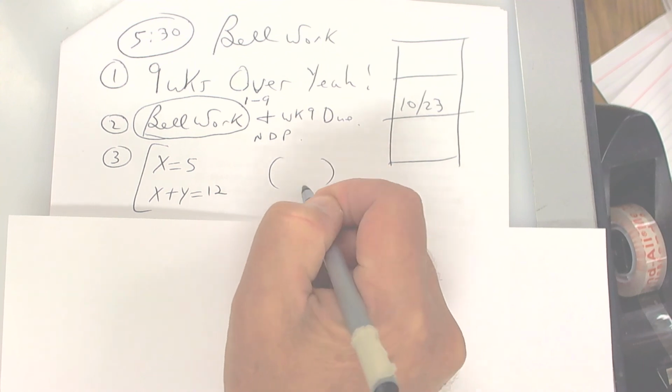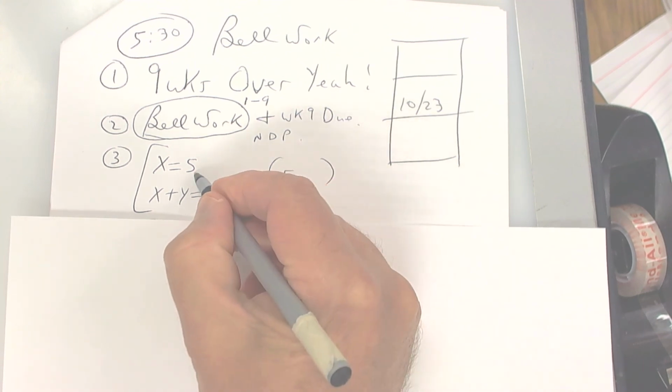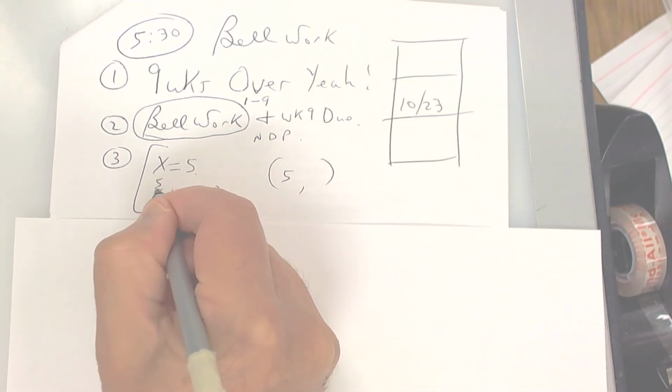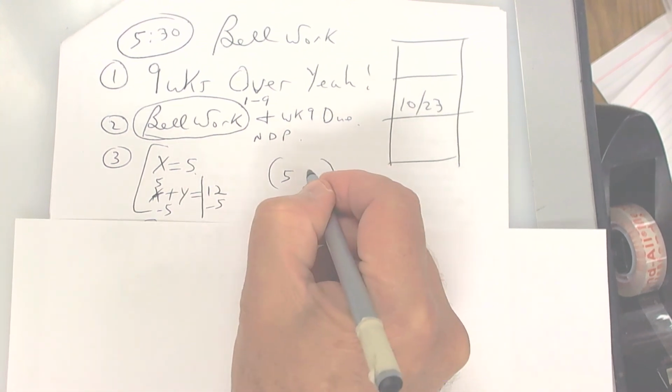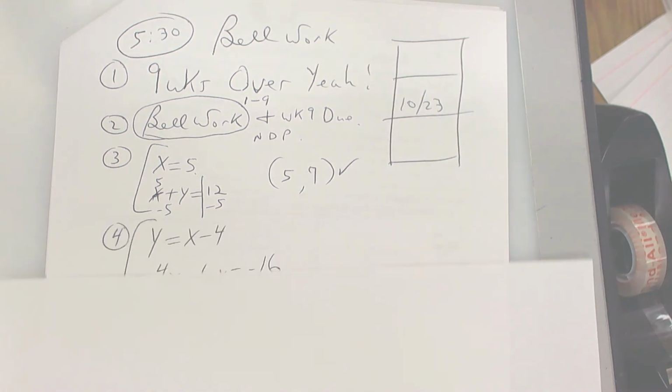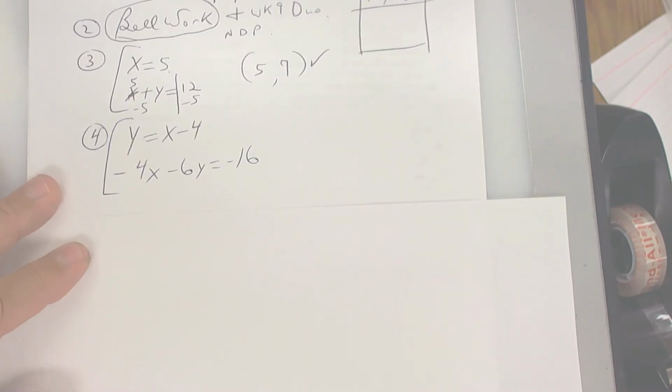Look here. This one already tells you x is 5, so put a 5 right there. And then scratch this out and put a 5 for the x. Now what you're going to do is subtract 5 from both sides, so that's going to give you 7. Real simple. That one was pretty easy. This one right here is a little harder. It's not the hardest one.